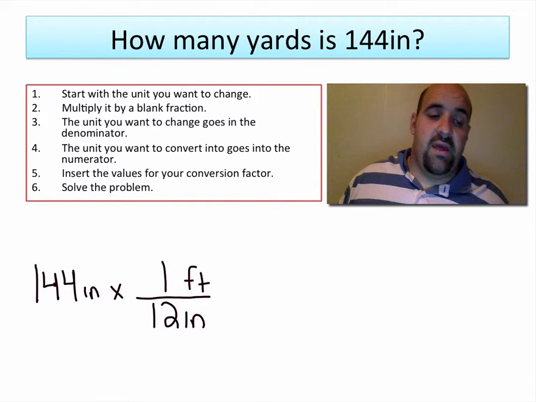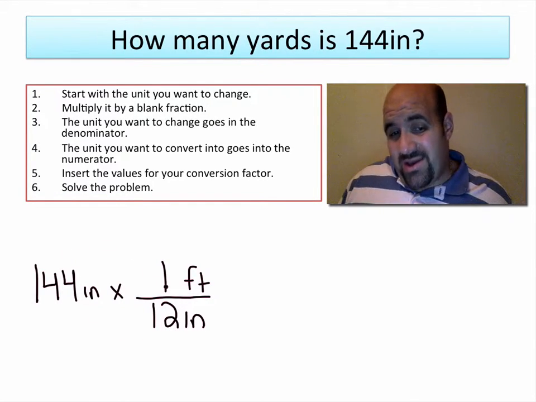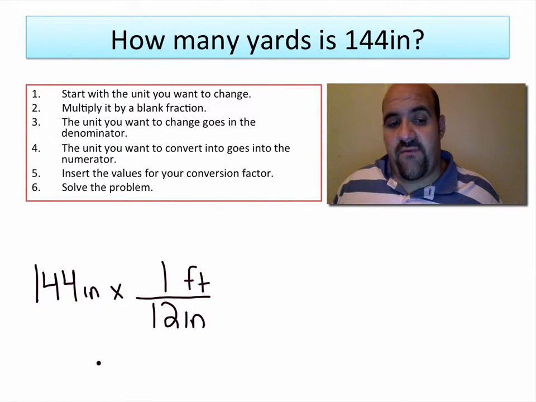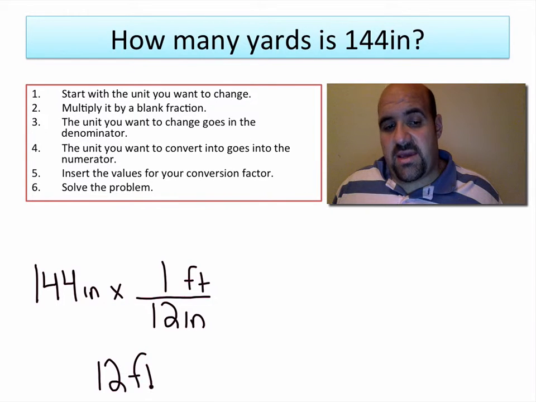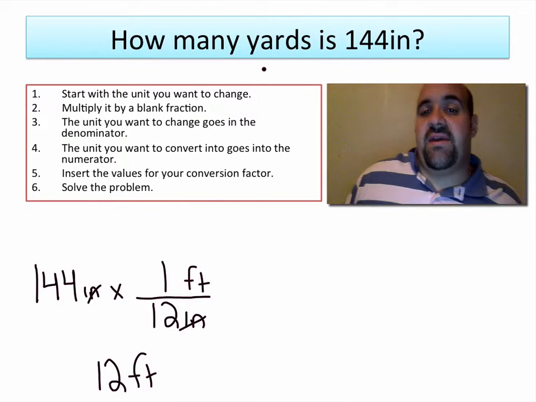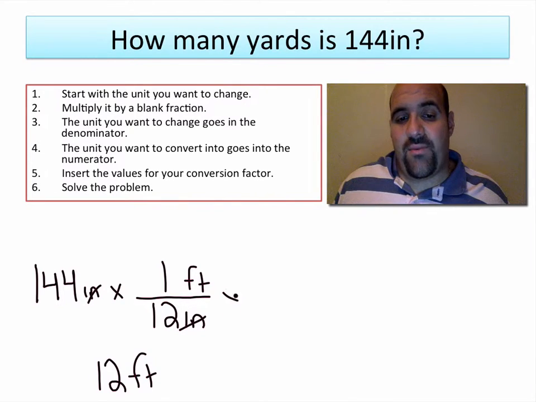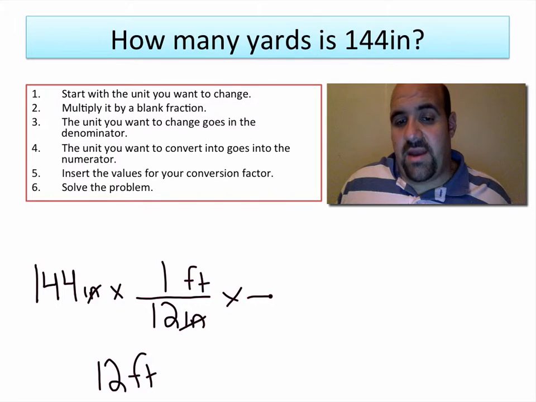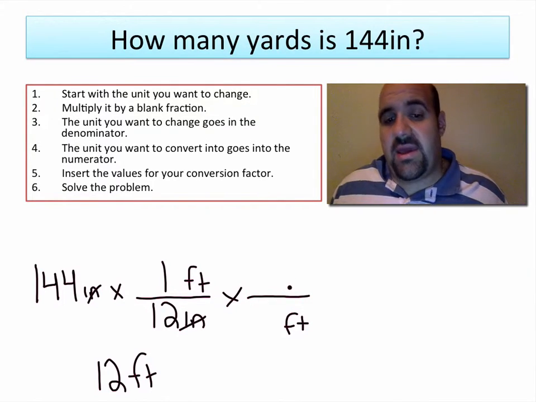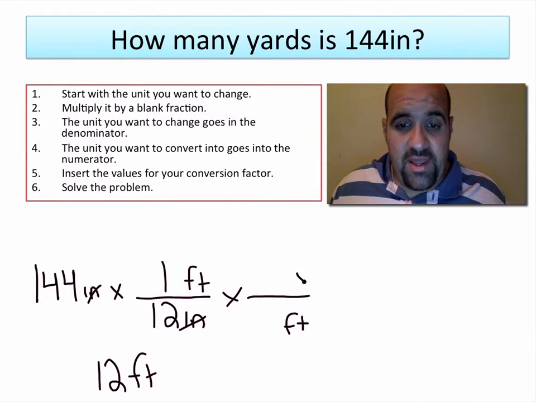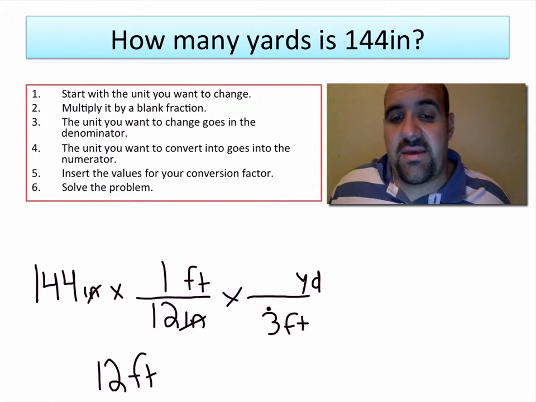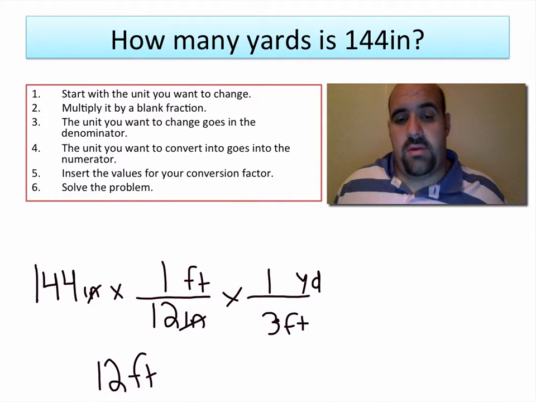Now in this case, 144 times 1 is 144. Divided by 12 is going to equal, of course, 12. 144 inches is 12 feet. The inches are canceling. But I don't want a unit in feet. I want a unit in yards. So I need to get rid of this feet here. So again, another blank fraction. Feet goes here. And fortunately, from watching a lot of football, I know the relationship between yards and feet. 3 feet is 1 yard.